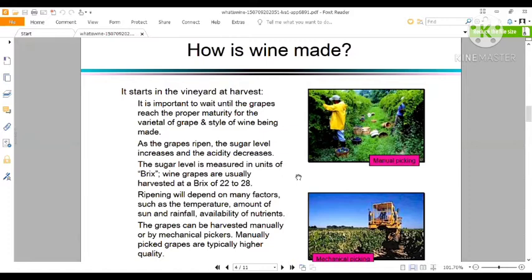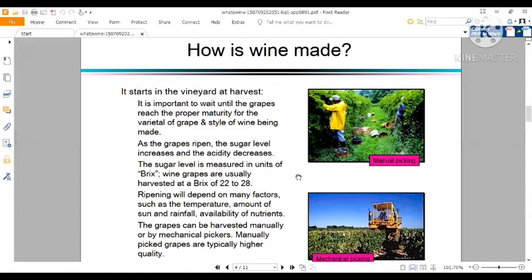Ripening will depend on many factors such as temperature, amount of sun and rainfall, availability of nutrients, etc. The grapes can be harvested manually or by mechanical pickers. Manually picked grapes are typically higher quality. So these are the factors which affect the grapes.